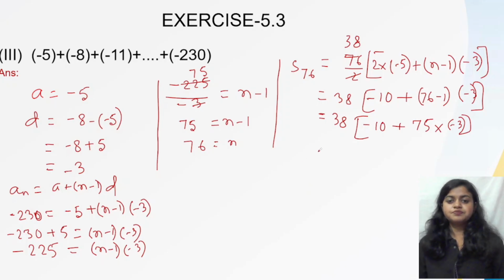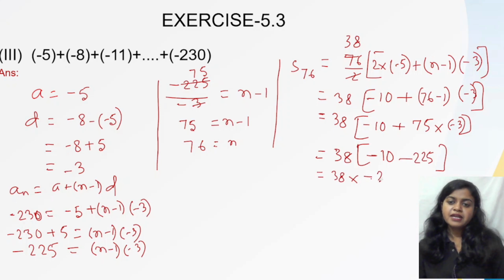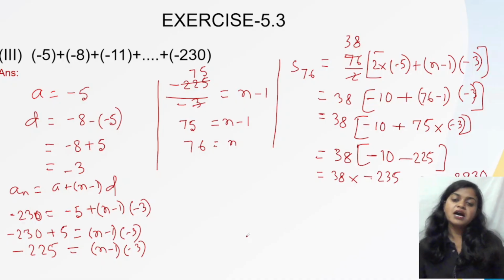So now 38 into minus 10, and 75 into minus 3 is minus 225. So 38 into minus 235, and then we will get the answer 8930. This is the answer.